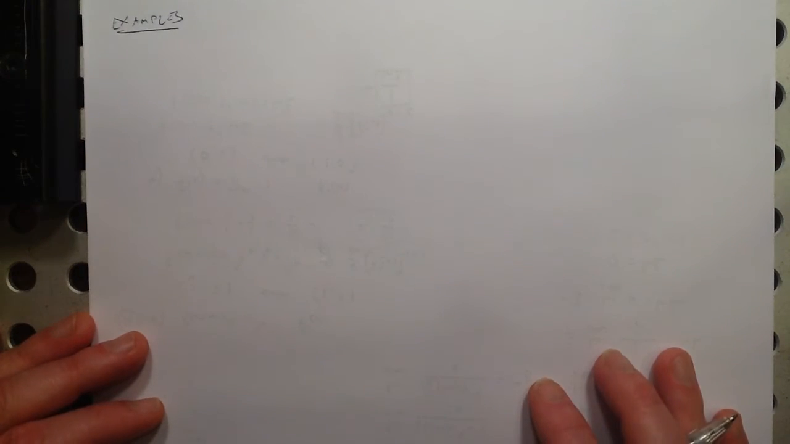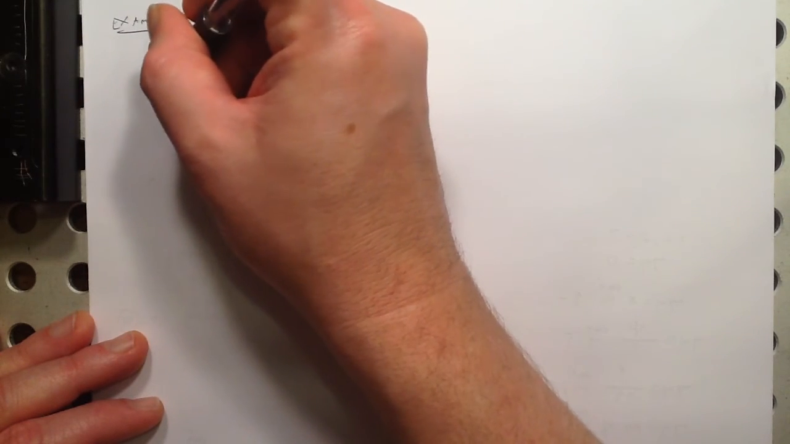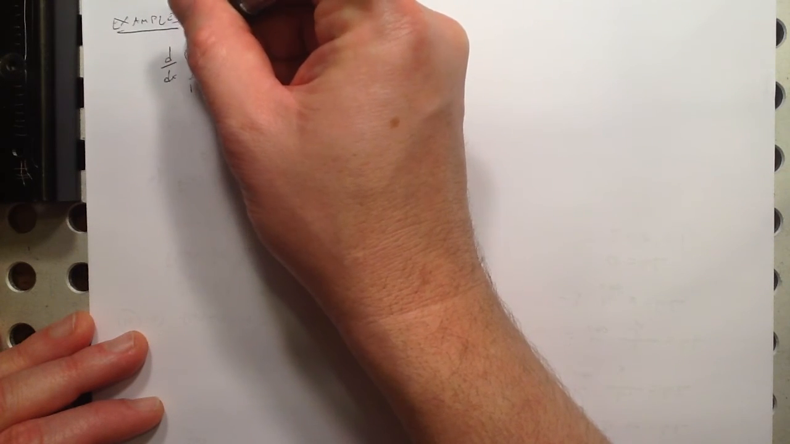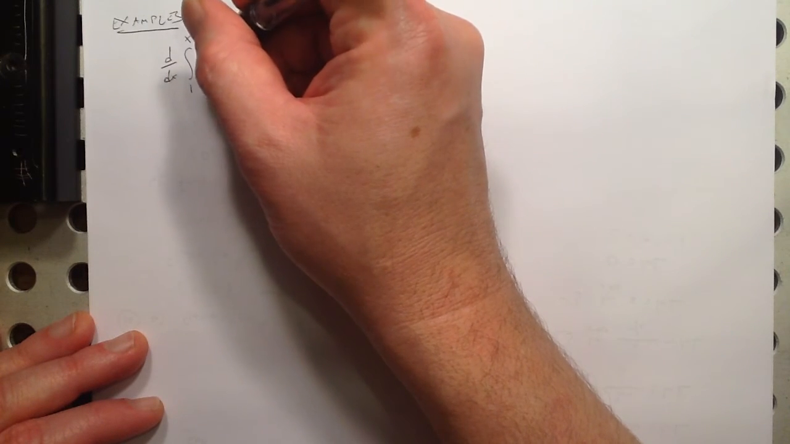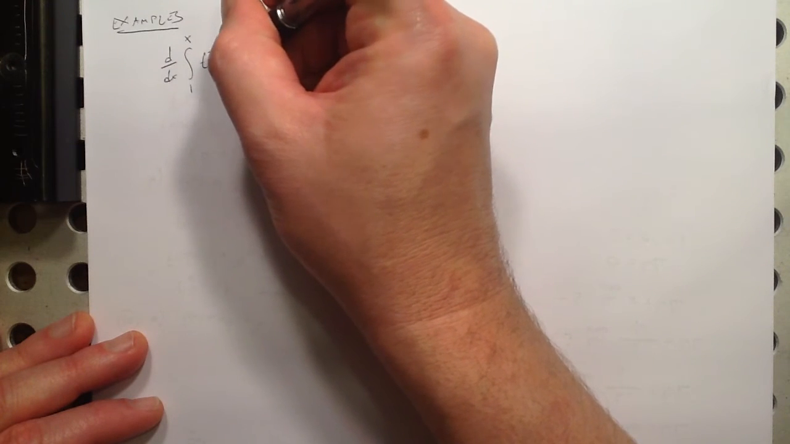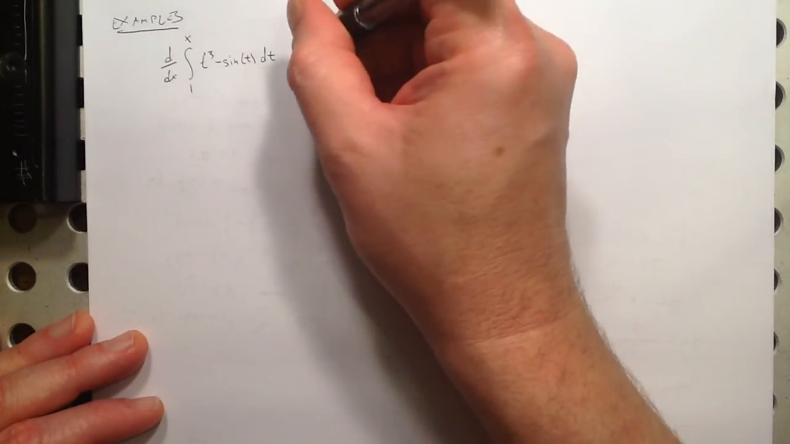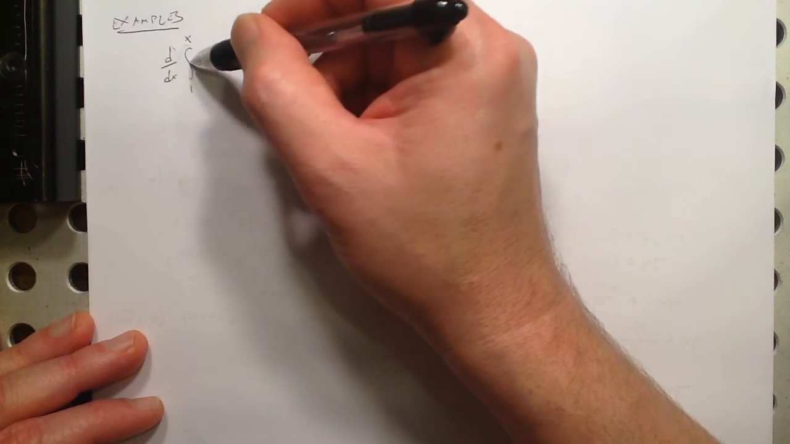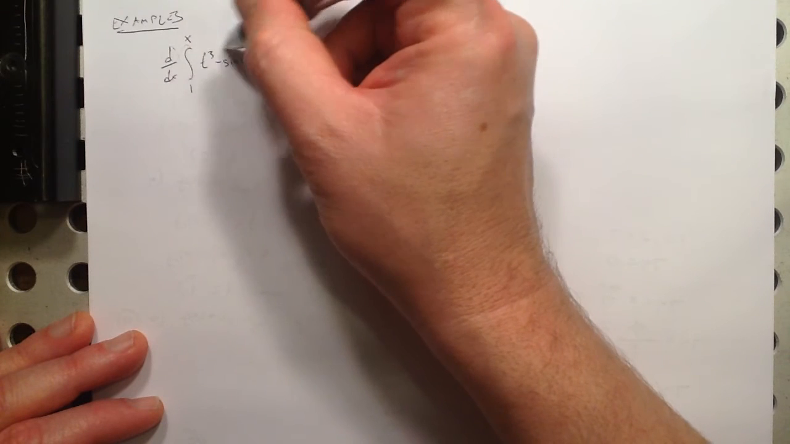Do first an example of how you could use fundamental theorem part 1. Say, what is the derivative of the function, the integral from 1 to x of t cubed minus the sine of t dt? Well, derivative and area, those things cancel each other out. So what do I get? I just get the function that's inside.